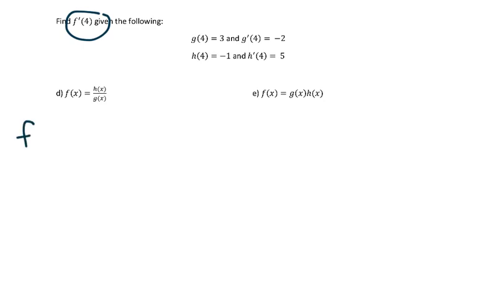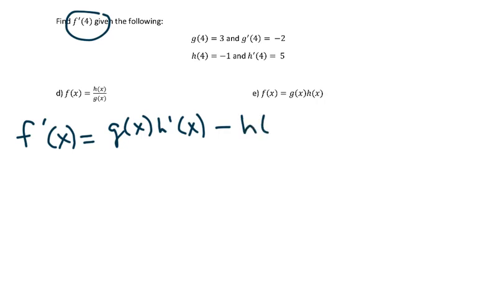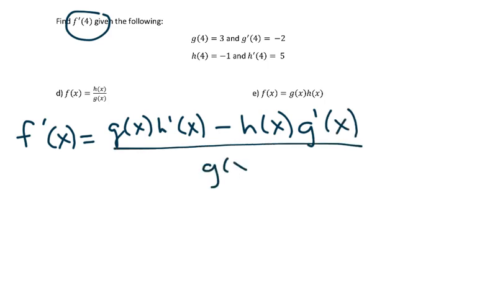And so if I want to find the derivative of this function, I have to use the quotient rule. If you remember the quotient rule, it's basically take the bottom function, in this case g of x, multiply by the derivative of the top, minus the top, and multiply the derivative of the bottom, all over the bottom function squared.